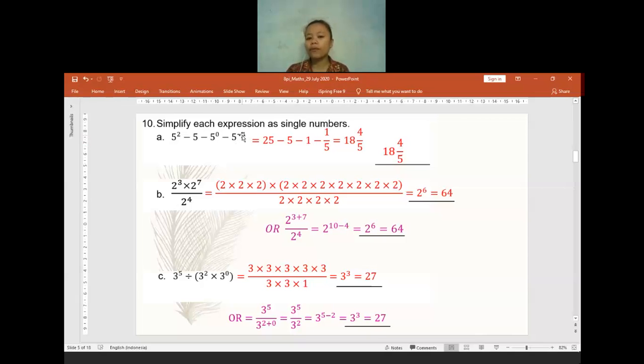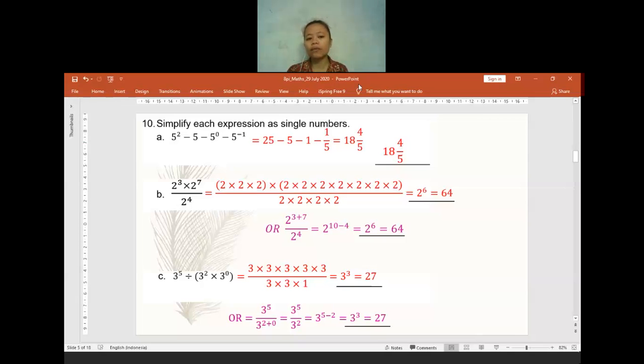5 to the power of negative 1, when the power is negative, it will always become a fraction. So it will be 1 per 5. 25 minus 5 is 20. 20 minus 1 is 19. 19 minus 1 per 5 will be equal to 18 4 per 5.